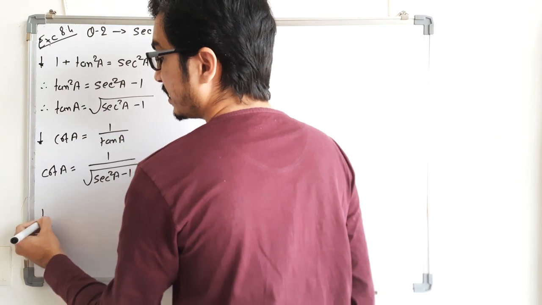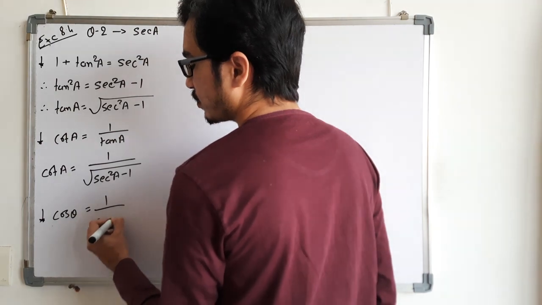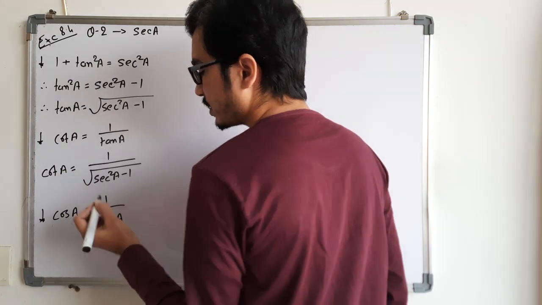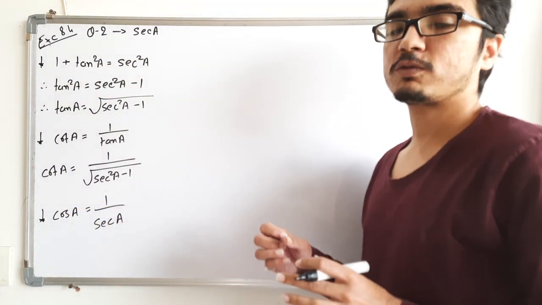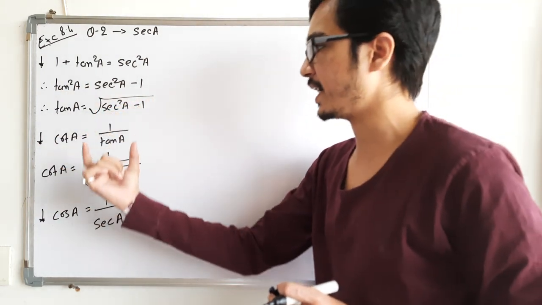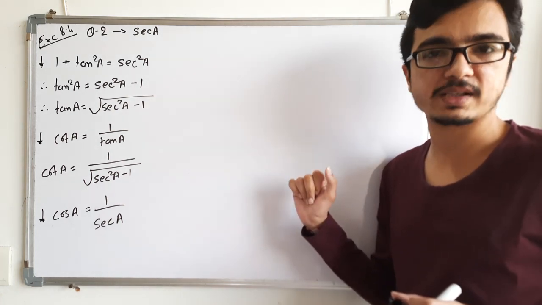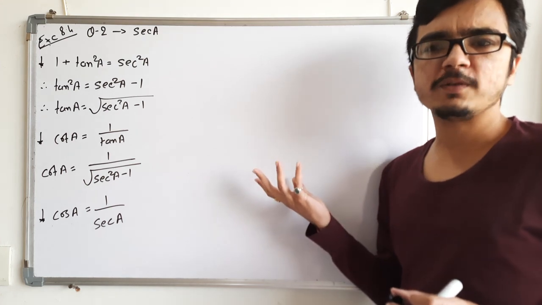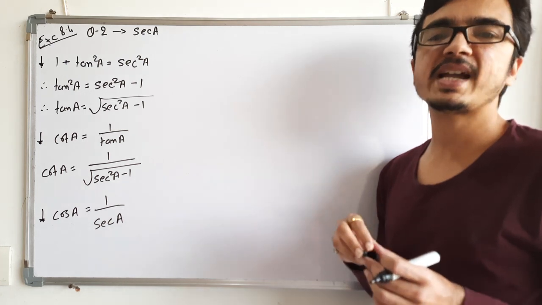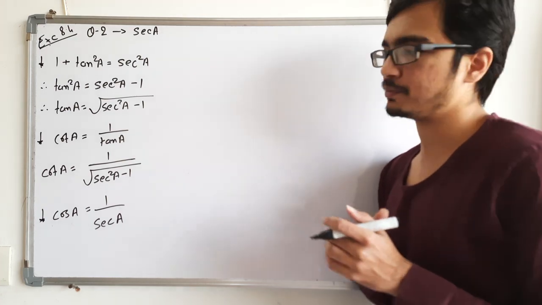Cos can also be easily presented in the form of sec. As such, cos and sec are reciprocal of each other. So cos A is equal to 1 upon sec A. So out of 5, 3 trigonometric ratios we have presented in the form of sec: tan, cot and cos. The remaining are sine and cosec. They both are reciprocal of each other. So we just have to find the value of, suppose, sine A in terms of sec A. Then after that we can consider the reciprocal.